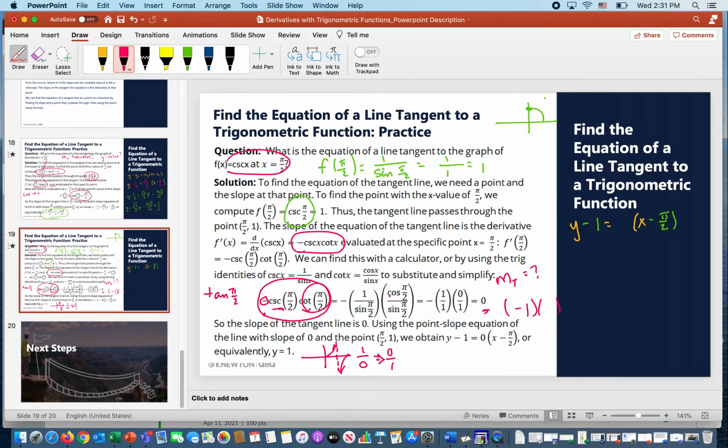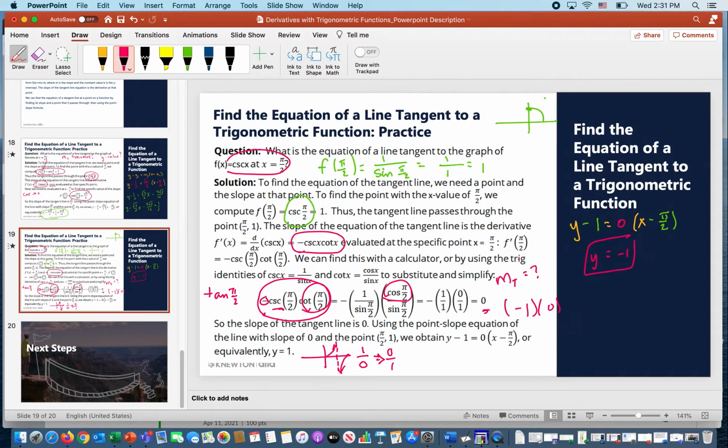You could also do this problem the way the book has it here. The cosine of pi over 2 is 0. We're basing that on the unit circle. So 1 times 0 is 0. All that to say that the slope of our tangent line is 0, and that gives us an equation of our tangent line to be y equals negative 1.